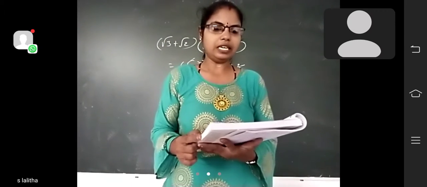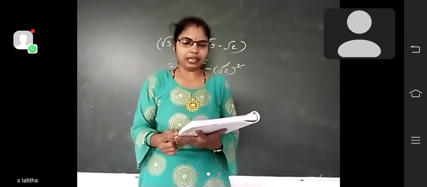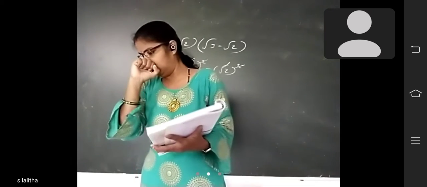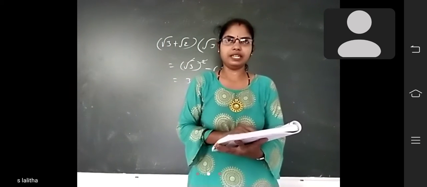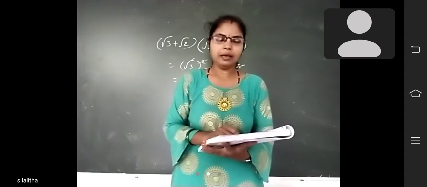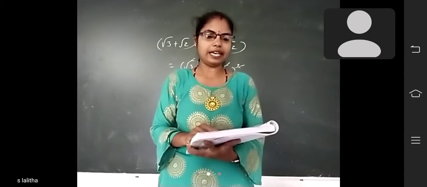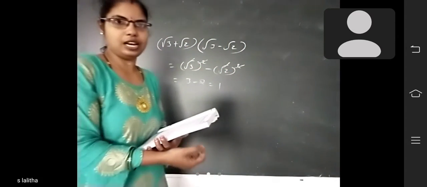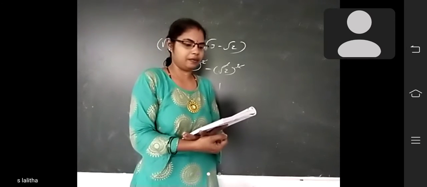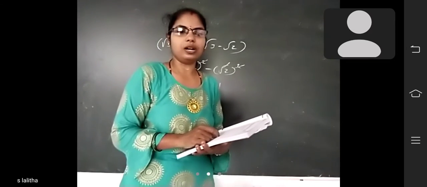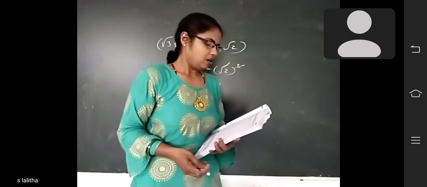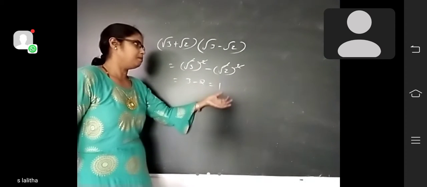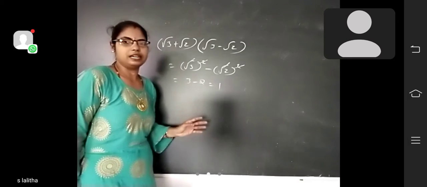The process of converting a surd into a rational number by multiplying it with a suitable rationalizing factor is called the rationalization of the surd. So if you want to convert the surd into a rational number, we have to multiply with the rationalizing factor. Here, this is a surd, this is a surd, and the product is a rational number. So both are rationalizing factors of each other.